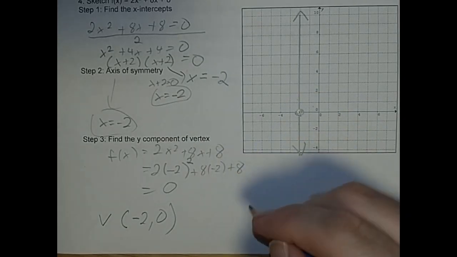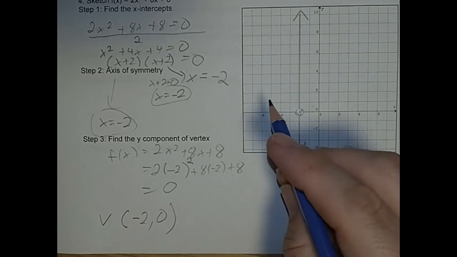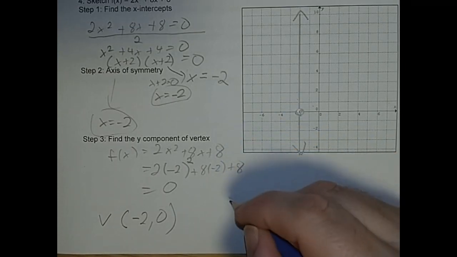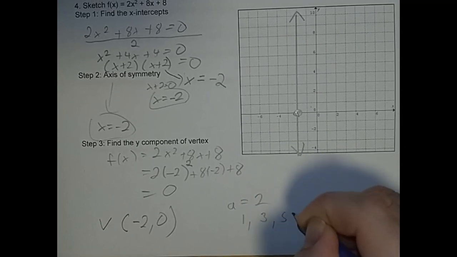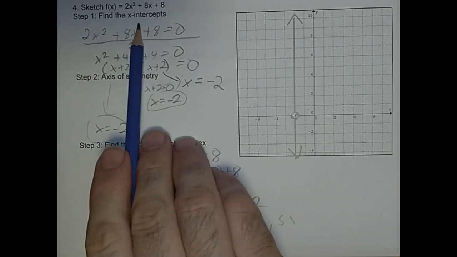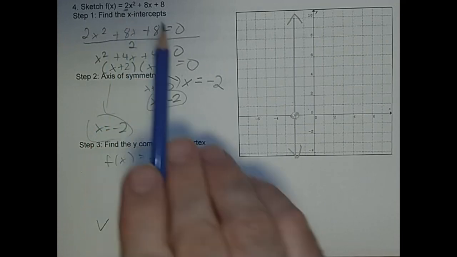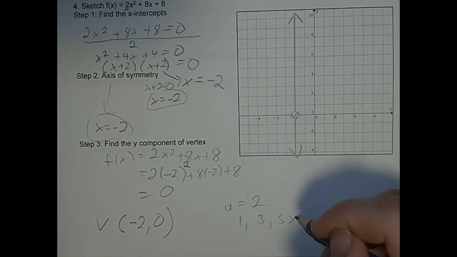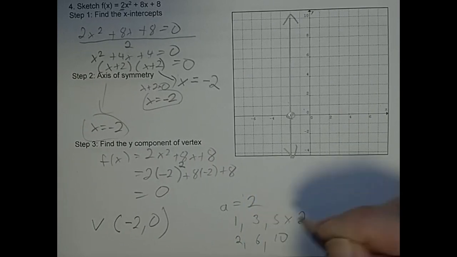Let's see what our step pattern is. Kind of makes sense because that's where our x-intercept is. Okay, so our step pattern, A is 2. So instead of 1, 3, 5, right, A in the front, in the front of the x squared, is 2. So A is 2. You multiply it by 2, so you get 2, 6, 10.